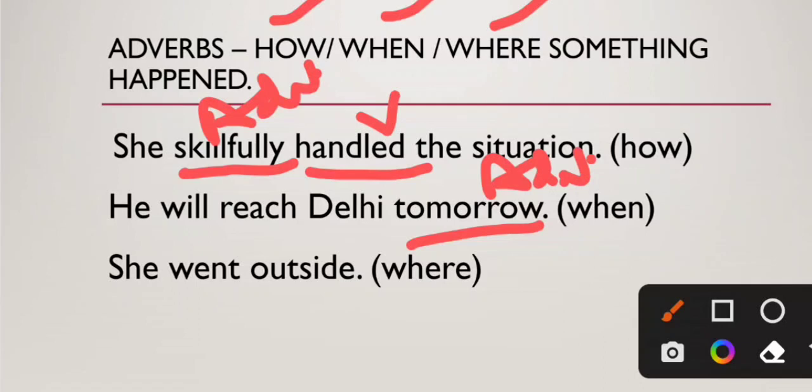"She went outside." Where did she go? Outside. So it is describing the verb. Outside is describing the verb. So here outside is also an adverb.